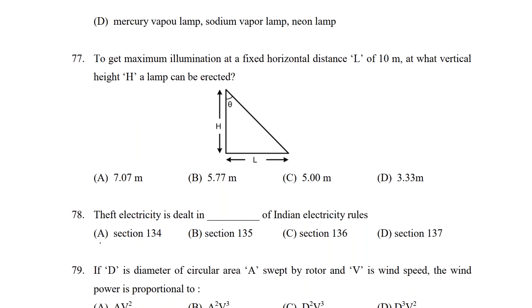Next question, to get a maximum illumination at a fixed horizontal distance L of 10 meters, what vertical height of the lamp should be indicated? So here H is nothing but L by root 2, which is equal to 10 divided by root 2, nothing but 7.07 meters. Answer will be A here. Next, theft of electricity is dealt in dash of Indian Electricity Rules. So it is in section 135 here.